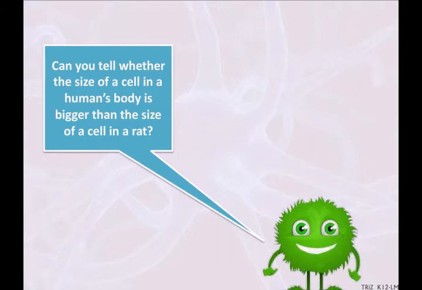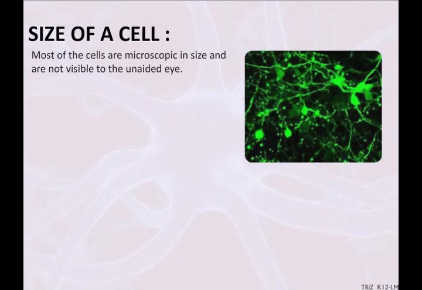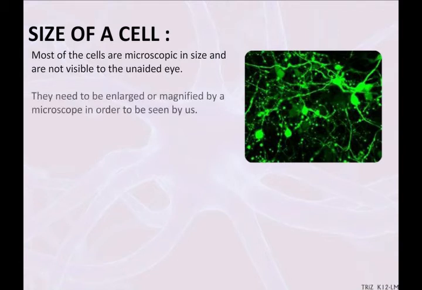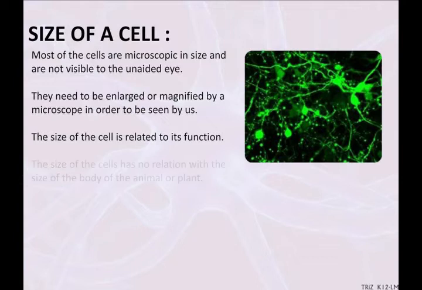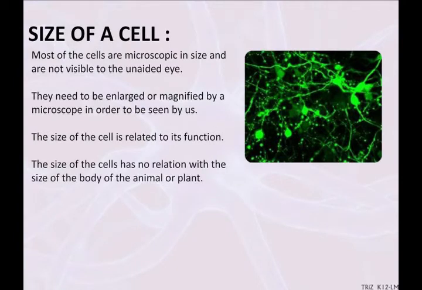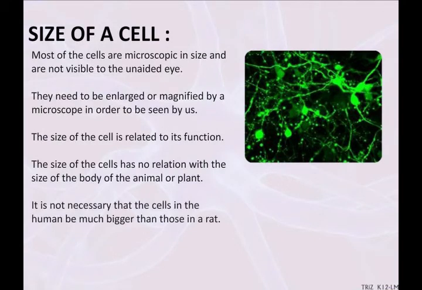Can you tell whether the size of a cell in a human body is bigger than the size of a cell in a rat? Most of the cells are microscopic in size and are not visible to the unaided eye. They need to be enlarged or magnified by a microscope in order to be seen by us. The size of the cell is related to its function. The size of the cells has no relation with the size of the body of the animal or plant. It is not necessary that the cells in the human be much bigger than those in a rat.